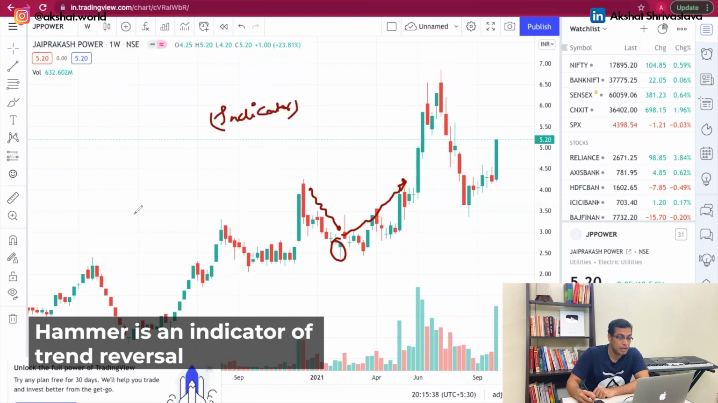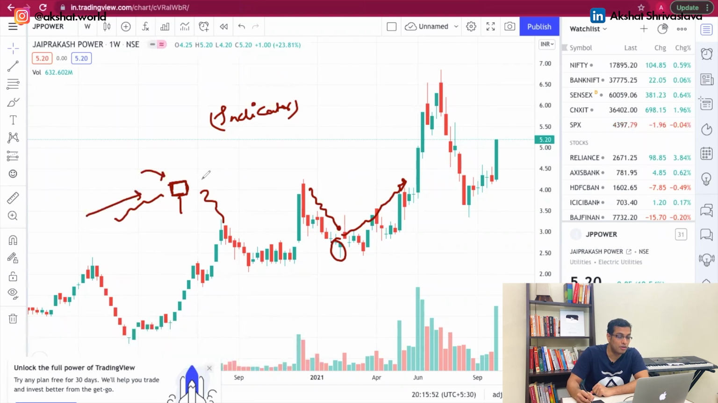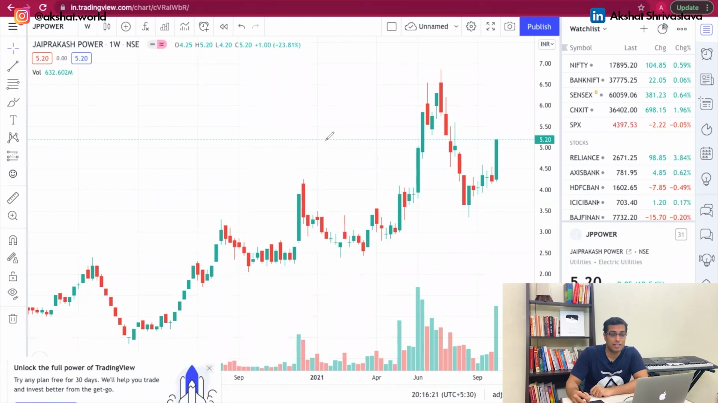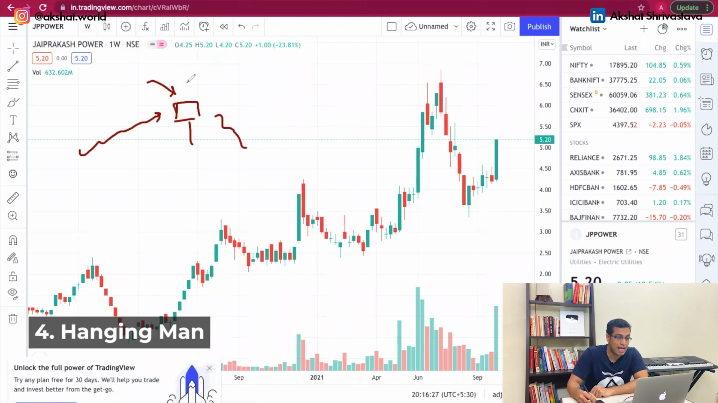Super important. Now there can be circumstances where you will find a hammer in an uptrend, where the stock is moving up, then you will find a hammer and the stock will fall, right? This again will indicate a trend reversal. Now this particular pattern, where the stock is moving up, you find a hammer and it falls, is called a hanging man, right?